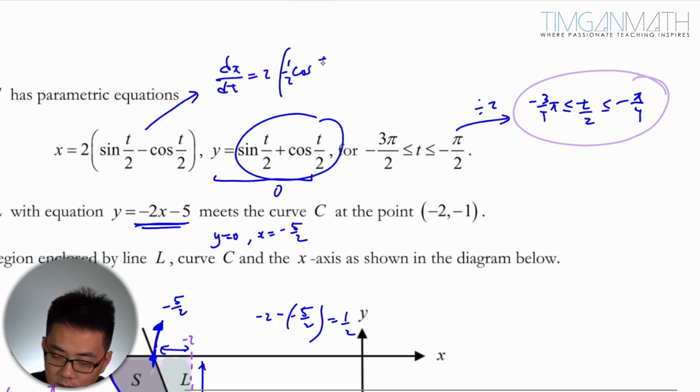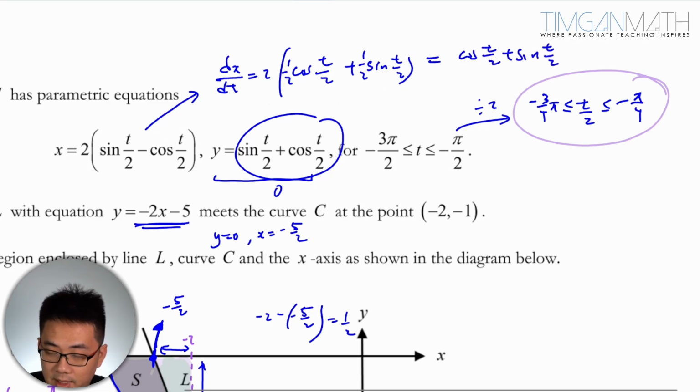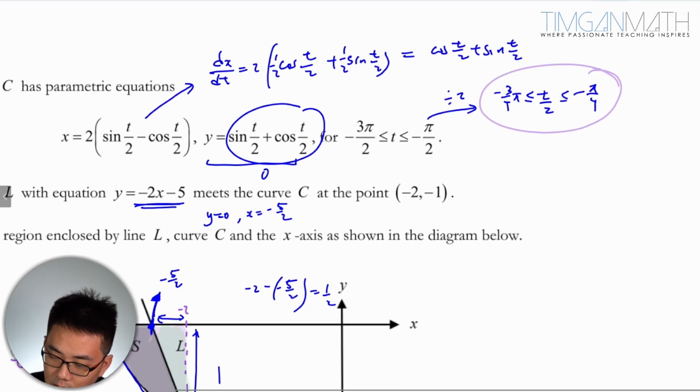So this is half. Oh, very nice. Plus sine half as well, sine t over 2. So this will just be cosine t over 2 plus sine t over 2. Okay, so dx would then be cosine t over 2 plus sine t over 2.